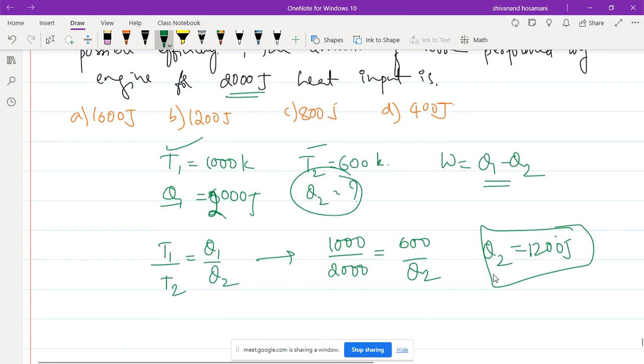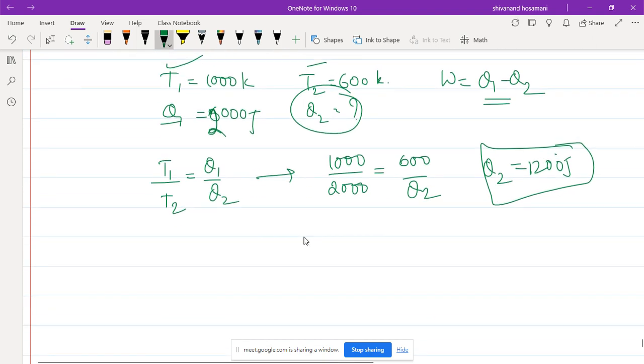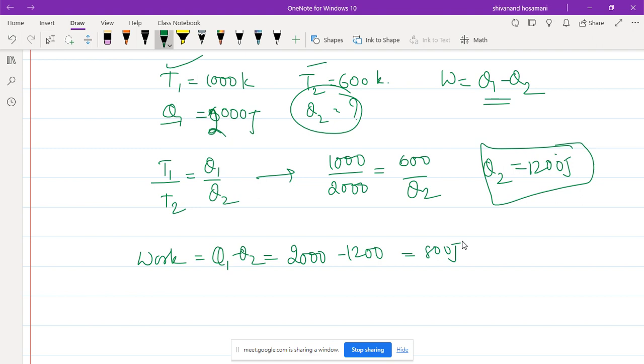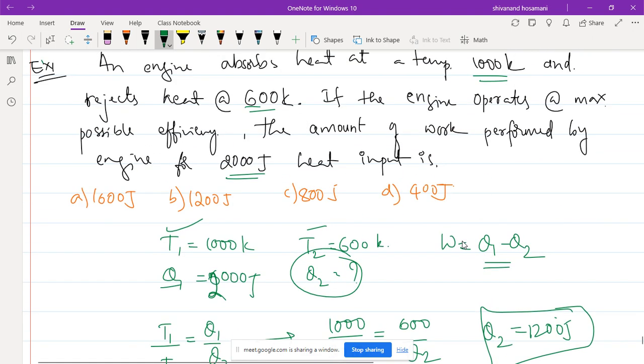Then work done is equal to Q1 minus Q2, that is 2000 minus 1200, which is equal to 800 joules. So option C is the answer. Is that correct?